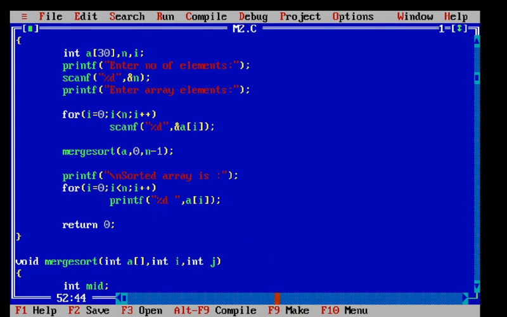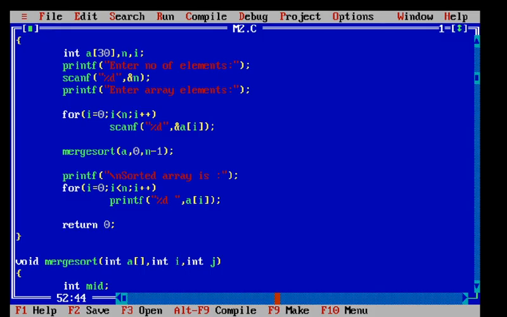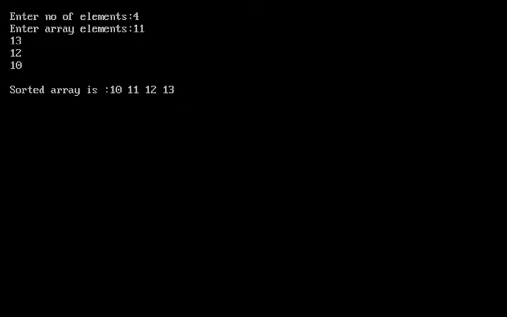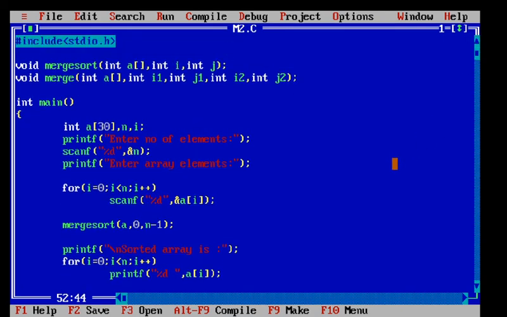Suppose I run that program, it will ask me for the number of elements. Suppose I take 4 elements. Suppose I enter the array elements 11, 13, 12 and 10. Now if I see the result, the sorted array is 10, 11, 12 and 13. So merge sort is a simple technique. I hope you understand this technique. Thank you friends.